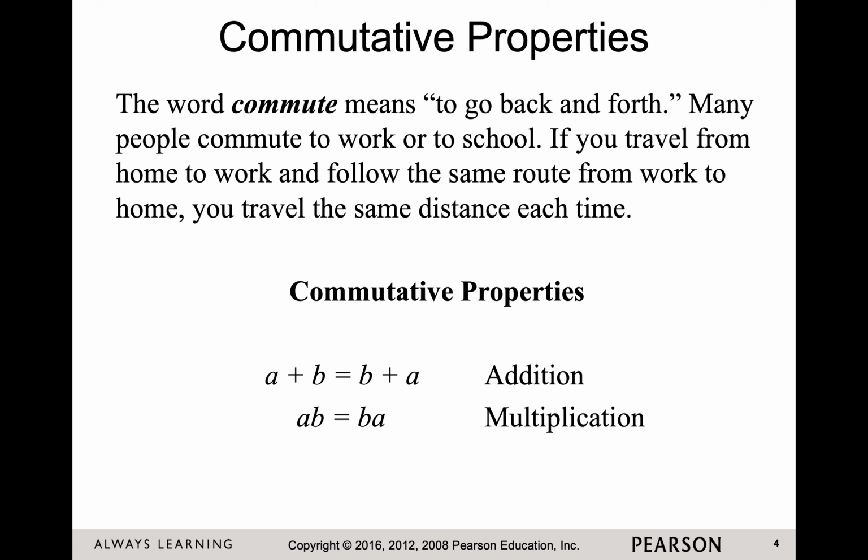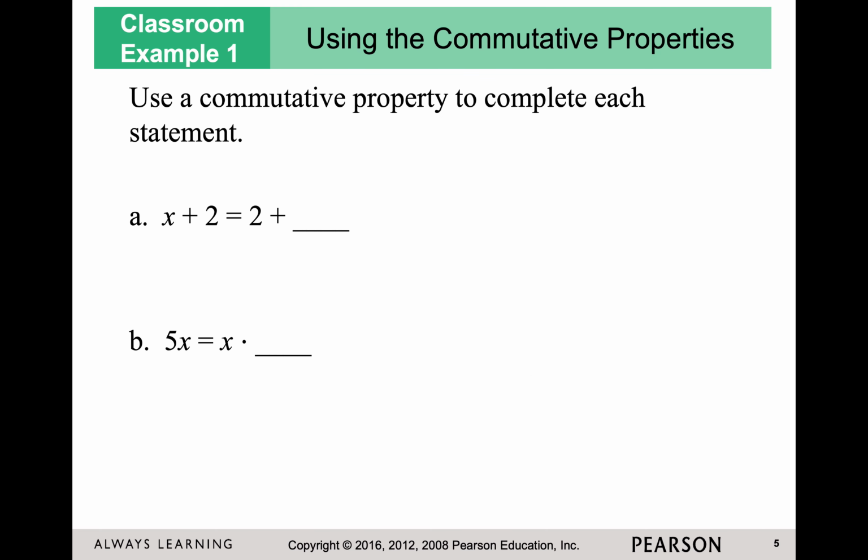So what the commutative property is stating is the order doesn't matter. If I go left to right, an addition statement, it's going to be the same as if I switch the order. So x plus 2 would be the same as 2 plus x. Same final destination. 5 times x would be the same as x times 5. You're at the same final destination.